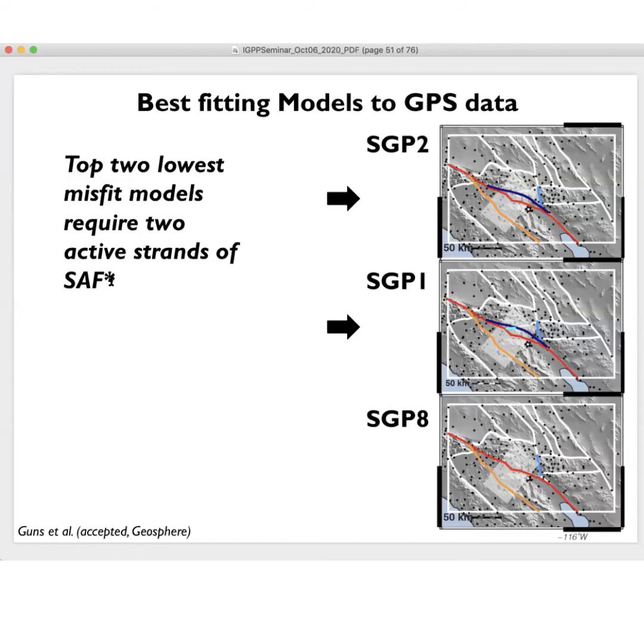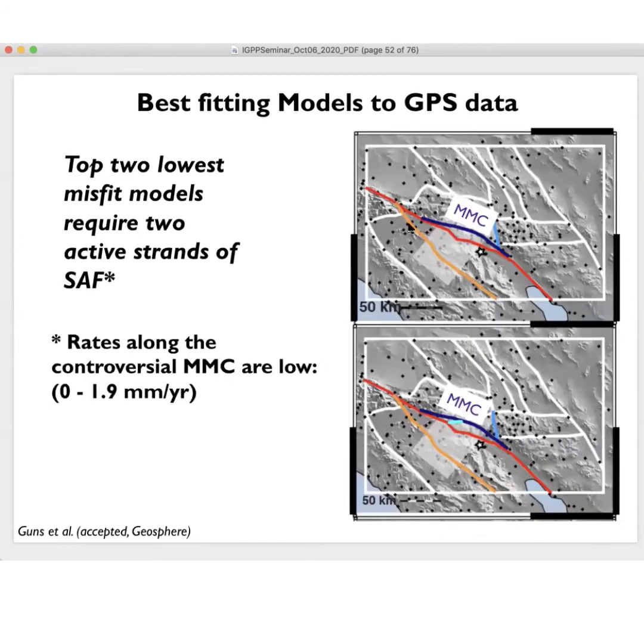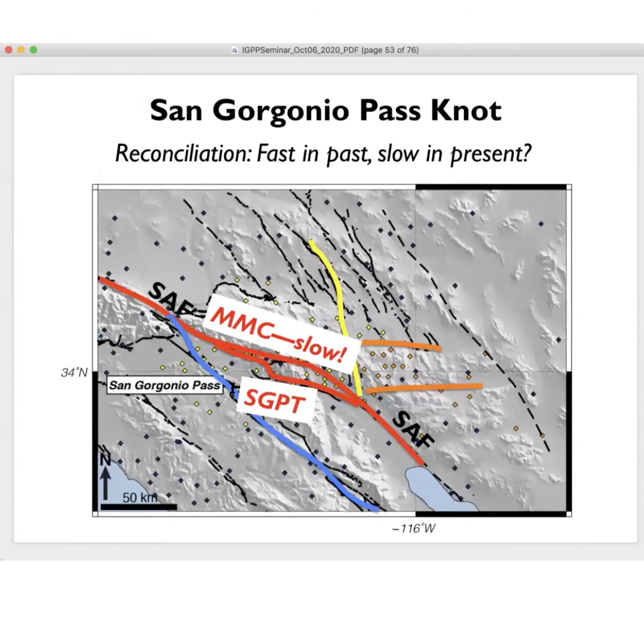And there's a little star here, because there's a small caveat: even though these models prefer to have 2 active strands there, the rates along this controversial, debated Mission Creek fault are very low. We're talking 0 to 2 millimeters per year, and this is coming from all our GPS data. So this makes me wonder, is there room for reconciliation between these 2 camps, where some people think it's definitely active today, and some people think no way, it's not active at all? And we know there's evidence to suggest that the Mission Creek fault was active in the Pleistocene.